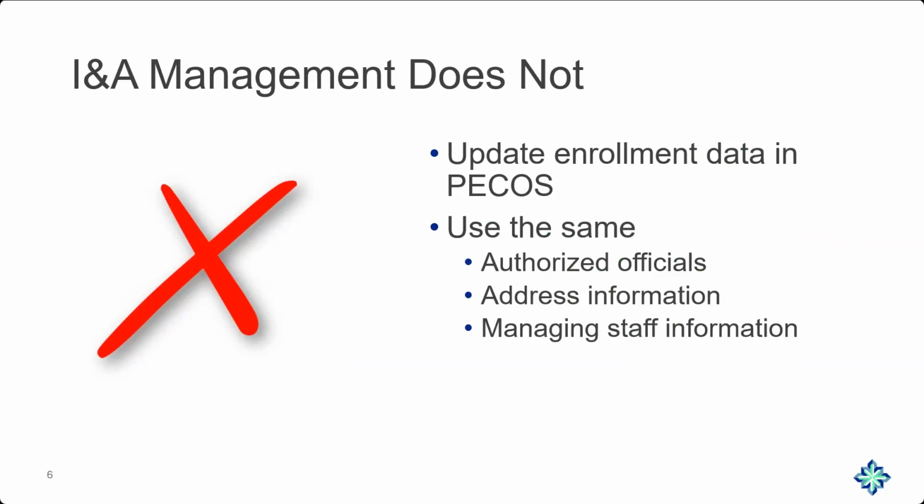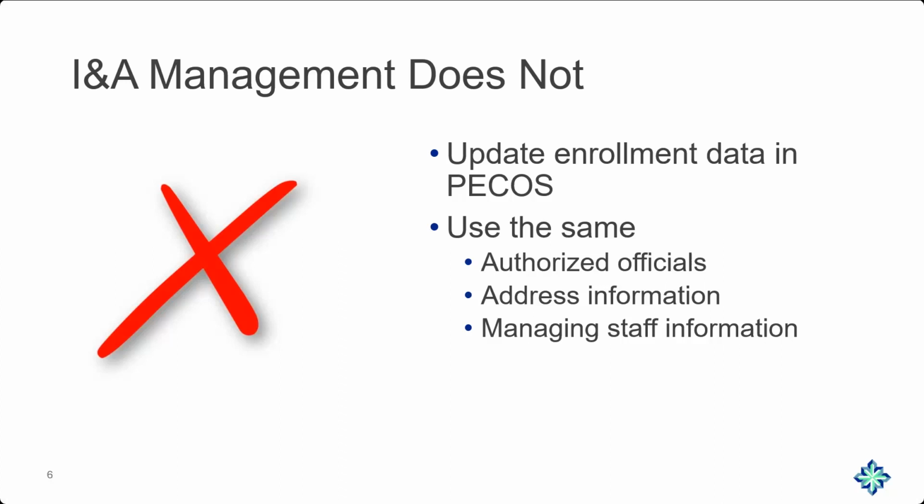I do want to take a minute to talk a little bit about what the I&A management system does not do. We get questions on this quite a bit. We will get questions about, I updated the authorized official in I&A, but my enrollment record hasn't updated. So I&A and PECOS, so PECOS is where the enrollment record is, I&A is where the user ID information and password information is. I&A does not manage any of your enrollment data.